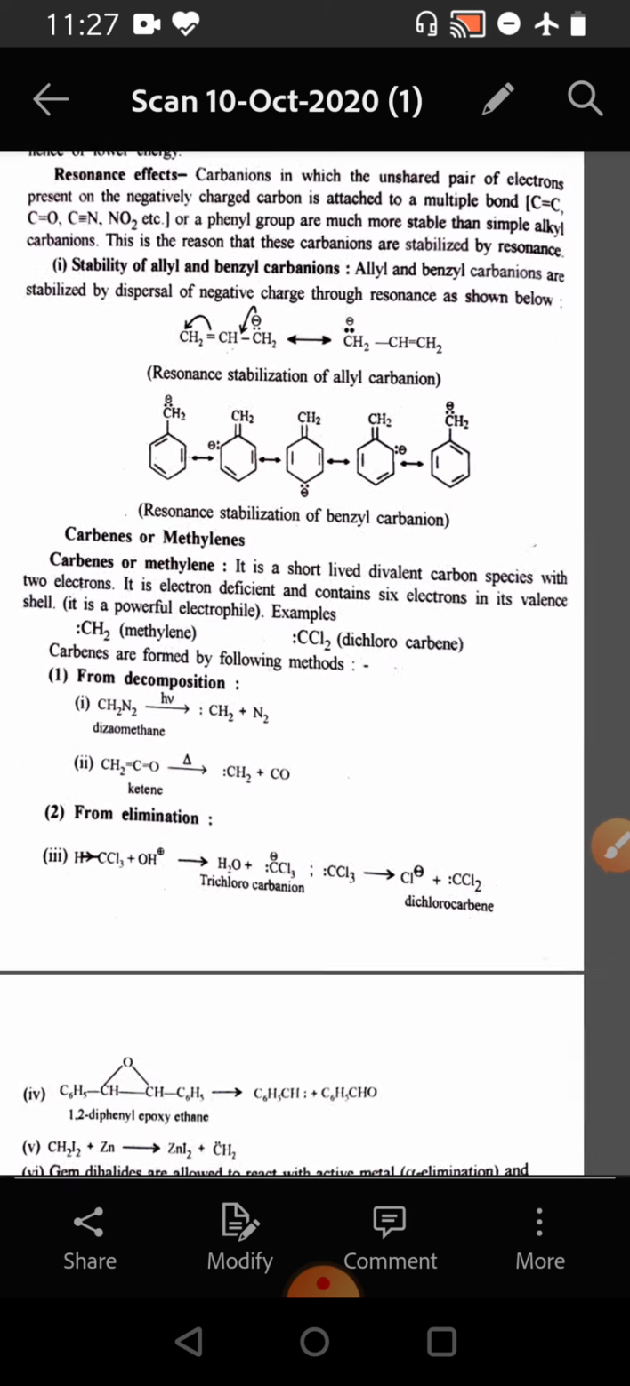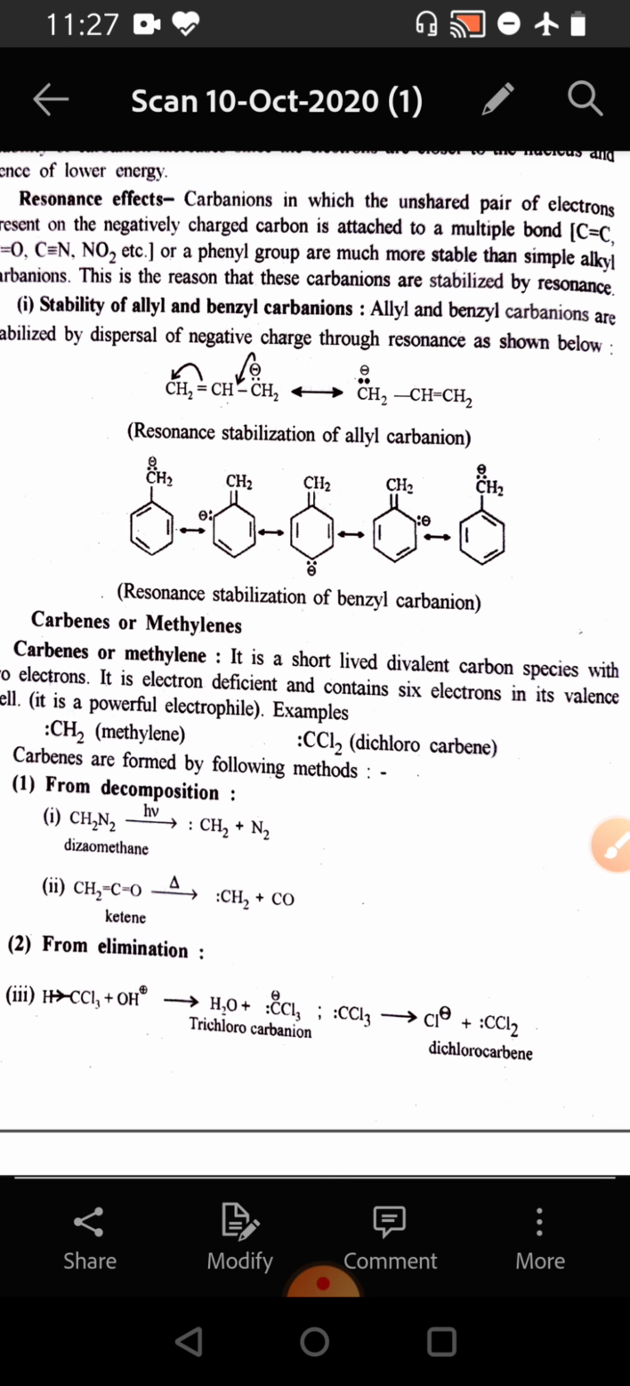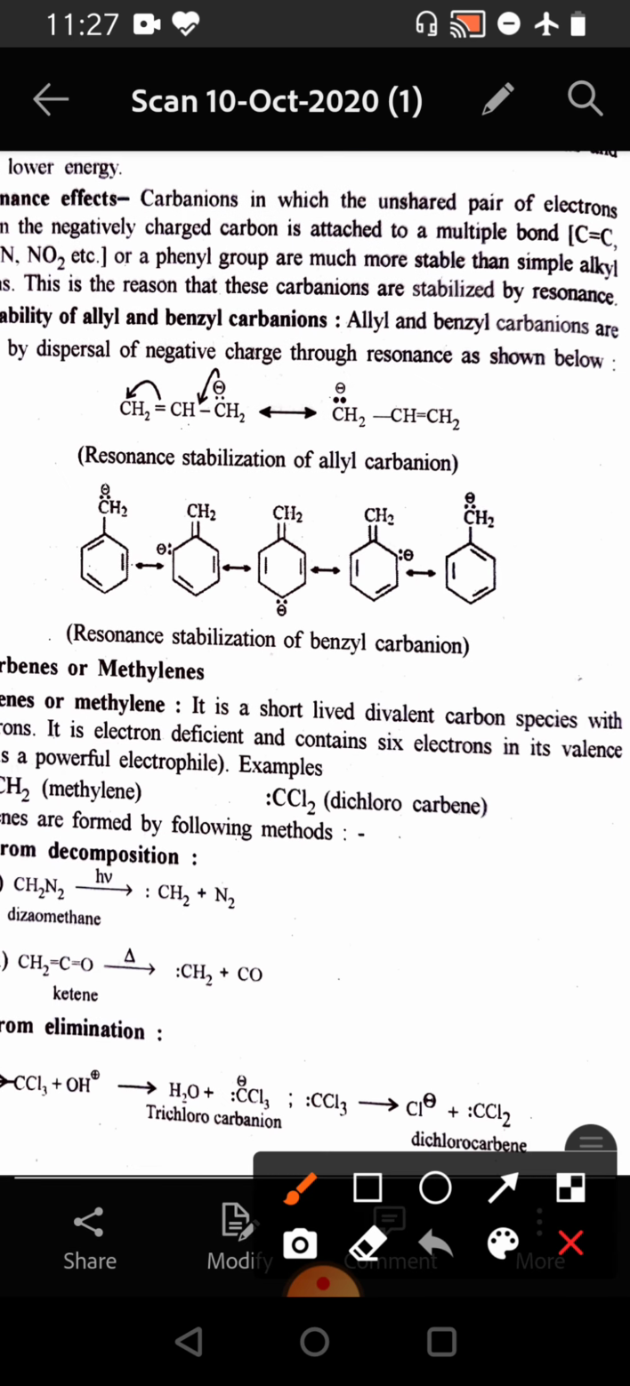If we consider the stability of allyl and benzyl carbanion, we see that in this allyl carbanion, the electron pair of the double bond shifts on this carbon, creating a negative charge, and the electron pair of the negative charge carbon shifts between the carbon and carbon, forming a double bond. Thus, the carbon bond migrates with the migration of the negative charge, resulting in resonating structures.